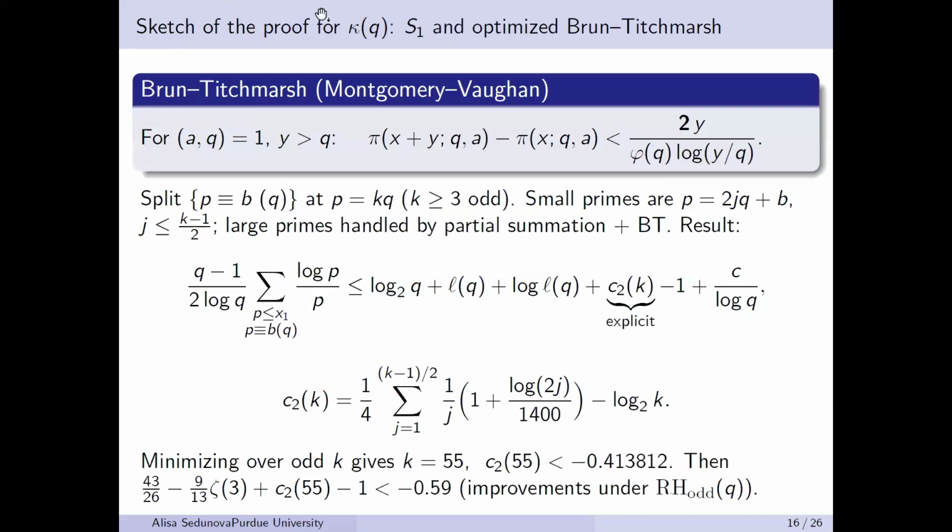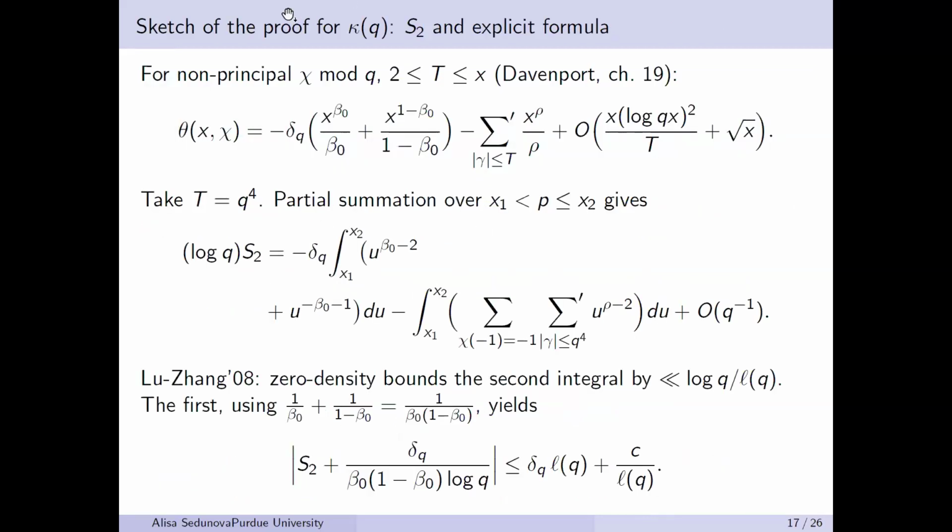So in the first range, we are going to use Brun-Titchmarsh, and we are going to use this shape of Brun-Titchmarsh. Basically, we have this (Q minus 1)/2 factor that was always there, 1 over log, and then we have this sum, and applying Brun-Titchmarsh here, we are going to end up with this bound, and then optimizing, we get this type of constant. Again, this can be improved if we assume the Riemann hypothesis for odd characters. Okay, so now talking about the connection to Siegel zeros.